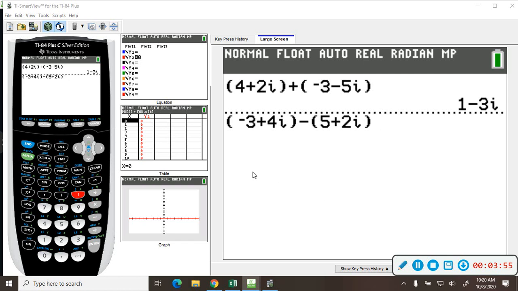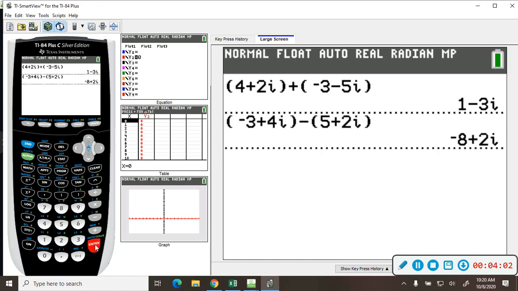So I went ahead and typed the problem in to see what we get. Let's see what we get. I'm hoping for negative 8 plus 2i. There we go. Negative 8 plus 2i is what I just got. So you can do all of this on your calculator.